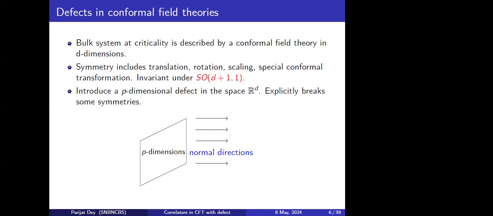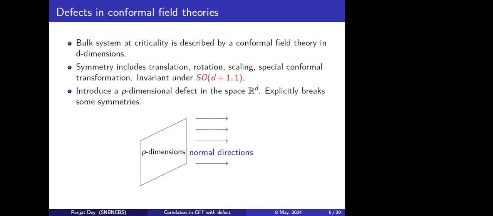Now, the symmetries of a conformal field theory include translation, rotation, and scaling symmetry. So the system looks the same irrespective of the length scale. Zooming in and zooming out does not make any difference. And there is special conformal transformation, which is translation conjugated by inversion. All these symmetries add up to give us the conformal group, which is SO(d+1,1).